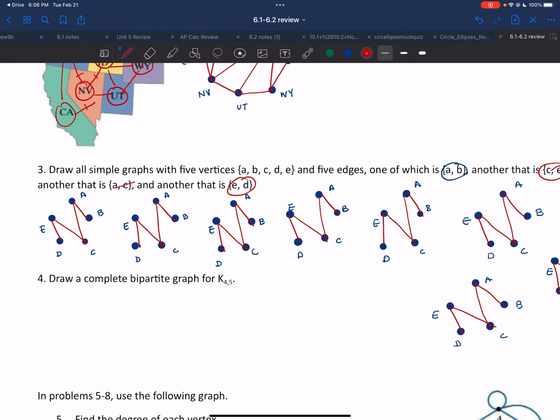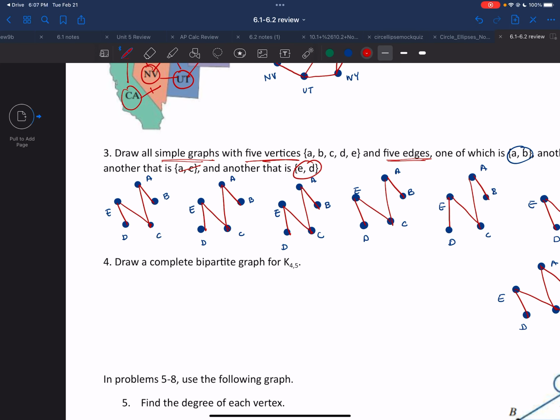So the question actually says draw all simple graphs. Remember, simple graphs are not going to have parallel edges and they are not going to have loops. With 5 vertices, we already have those vertices mapped out, in 5 edges. That's not really normal. Usually we have 4 edges, but we're good. So we have all those. So we're going to draw all the simple graphs.